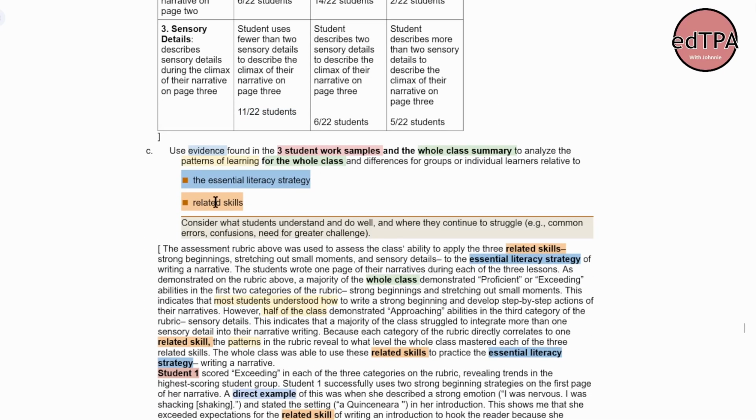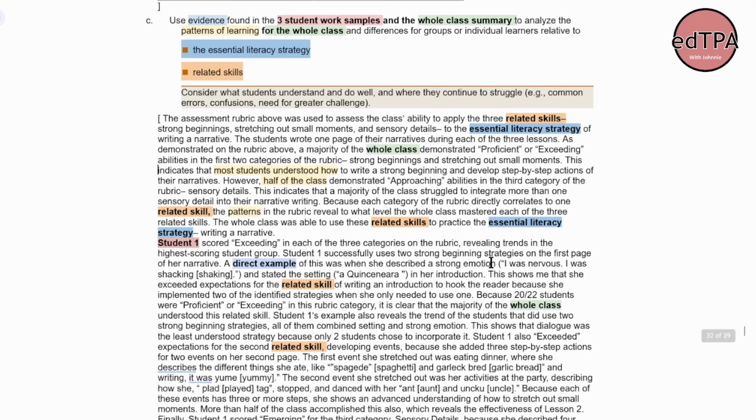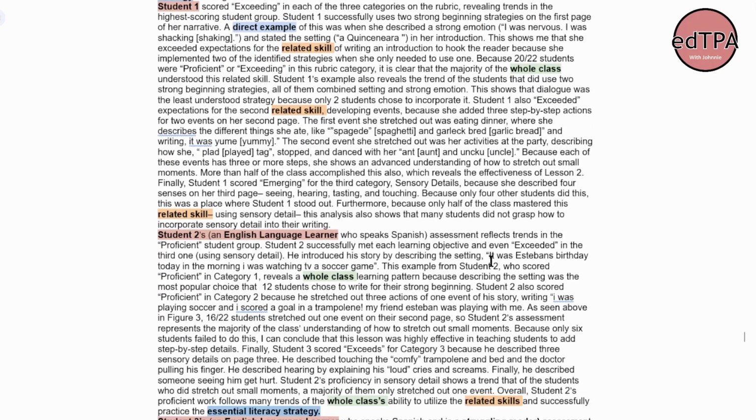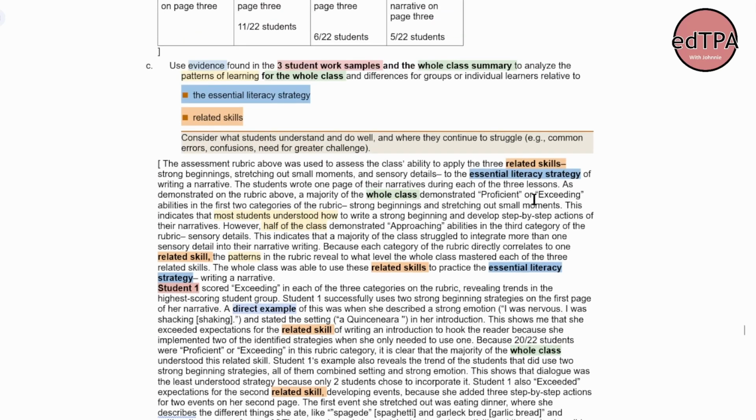let's look at C. Evidence in the 3 student work samples and whole class summary. Analyze patterns of learning for the whole class and differences for groups or individual learners related to these. Essential literacy strategy and related skills. You can see that this person marked very clearly where essential literacy strategy came up again and again in students' work. Essential literacy strategy. Also related skills. Every place that you see orange right now, this is where they describe related skills.